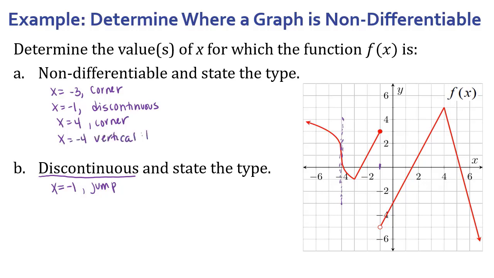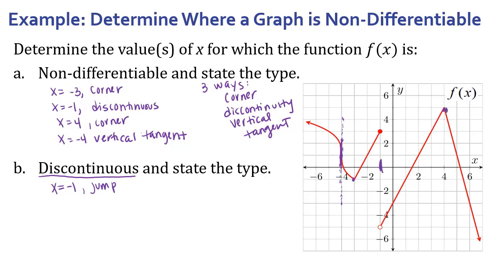So again, if you go back to that last slide, there are three ways that you can tell if a function is non-differentiable: if you have a corner, a discontinuity in the actual function itself, or a vertical tangent. So we found all of those spots. We had a vertical tangent here, we had a corner here, and a corner here, and we had a discontinuity right there.